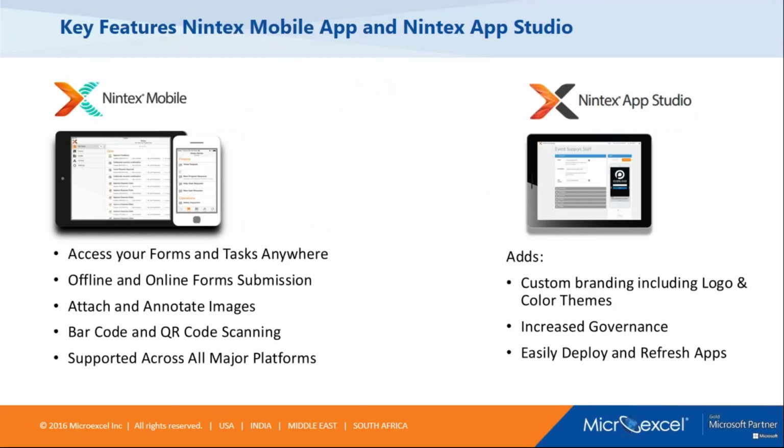Now let's see the key features of Nintex mobile app and Nintex App Studio. On the left-hand side, as Nintex mobile, all the features which you can do: you can access your forms and tasks anywhere. You can submit the forms or complete your tasks offline and online. So when you are in an area where internet connectivity is not there, you can still submit your forms or complete your tasks, and once you are connected to the internet, those things which are in the queue can be submitted to the SharePoint site. Okay, you can attach and annotate images from your phone. You can scan barcodes and QR codes, and it is supported across all major platforms as we saw previously.